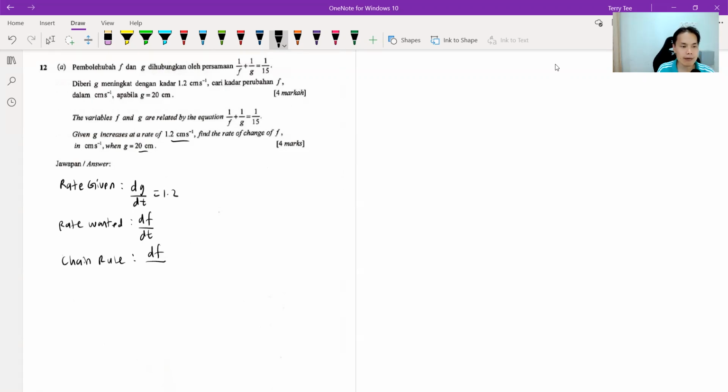We write df/dt. All right, break up your df and dt. Put the dg here because I know my dg/dt. I need to find df/dg. So to find df/dg, I have to differentiate f with respect to g. Now the problem is to differentiate this at Form 5 level, we need to make f the subject. F is not written as the subject yet. So we need to rearrange this equation such that we bring the 1/g to the right. This is 1/15 minus 1/g.